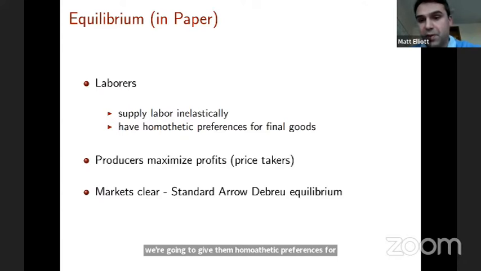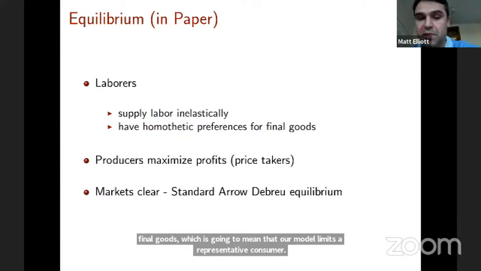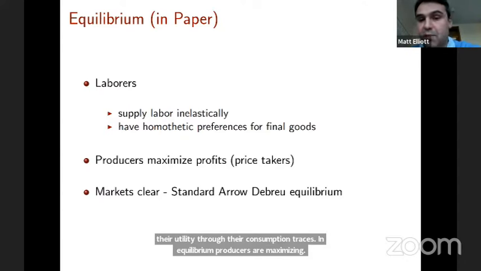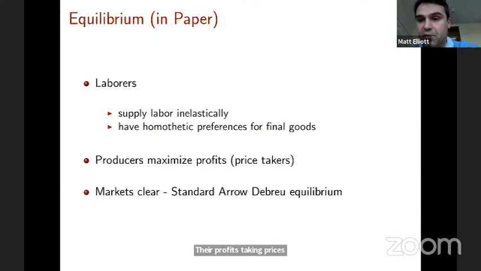We're going to assume that consumers are maximizing their utility through their consumption choices. In equilibrium, producers are maximizing their profits, taking prices as given. And markets are clearing. So everything that's pretty standard, within this Arrow-Debreu setting.